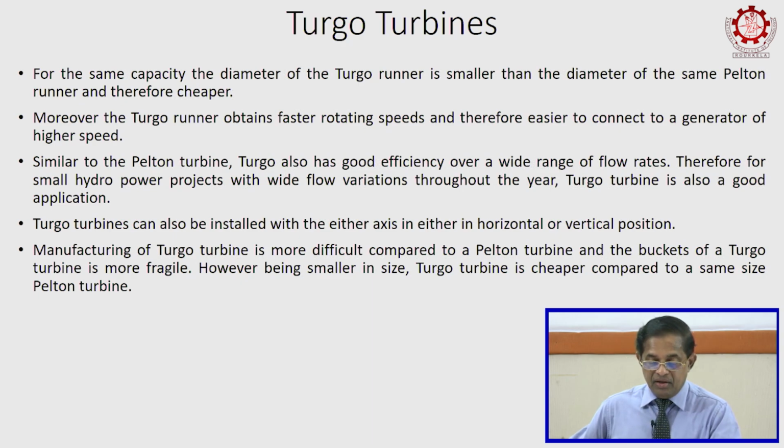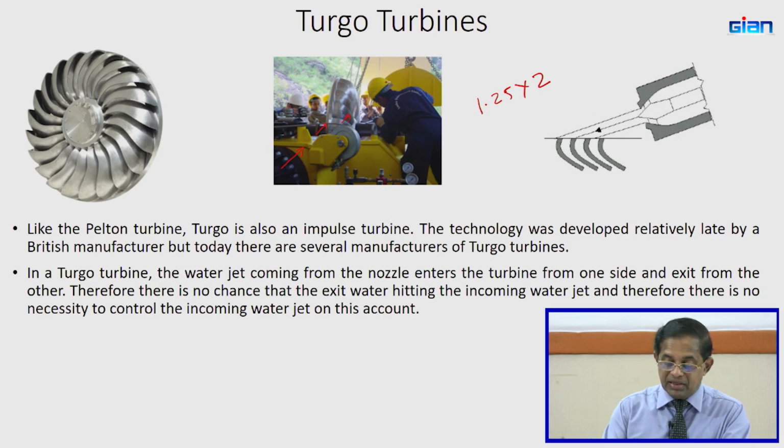Similar to the Pelton turbine, turgo also has good efficiency over a wide range of flow rates. Therefore, for small hydro projects with wide flow variations throughout the year, turgo turbine is also a good application. Turgo turbines can be installed with the axis in either horizontal or vertical position. Manufacturing of turgo turbines is more difficult compared to a Pelton turbine, and the buckets of a turgo turbine are more fragile. However, being smaller in size, a turgo turbine is cheaper compared to a same size Pelton turbine. You can see this shape, these are not very thick.